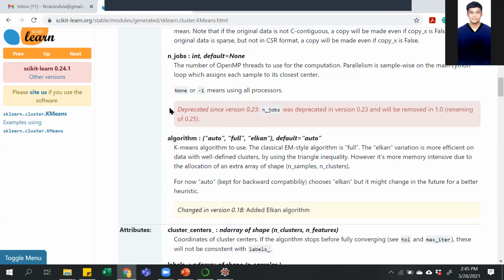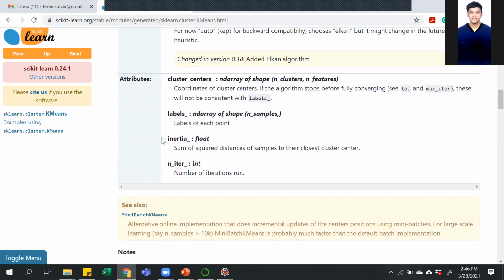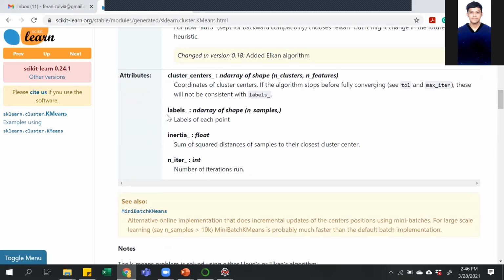Okay, and this one, algorithm: full, auto, elkan. This is the k-means algorithm to use. The classic EM-style algorithm is full. The Elkan version is more efficient on data with well-defined clusters by using the triangle inequality. Okay. And this one is the output that can be provided by this package.